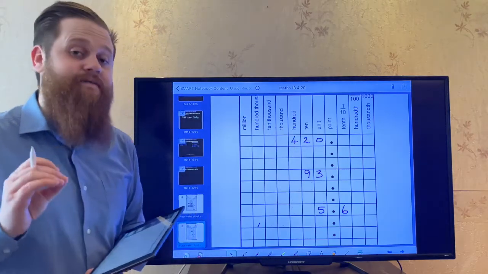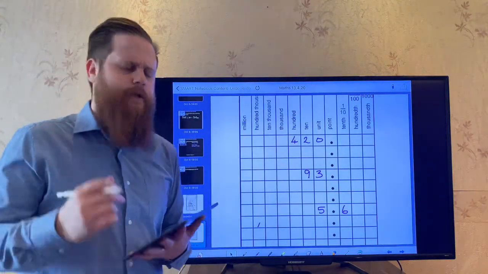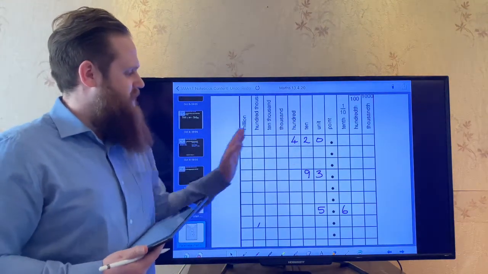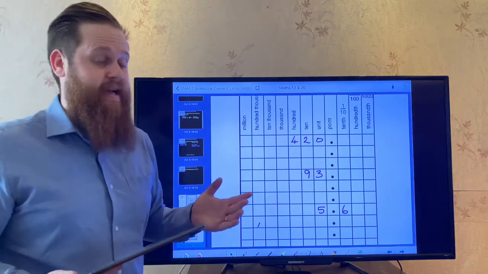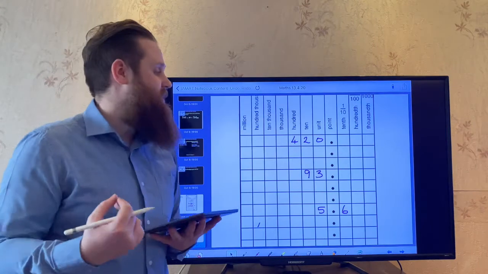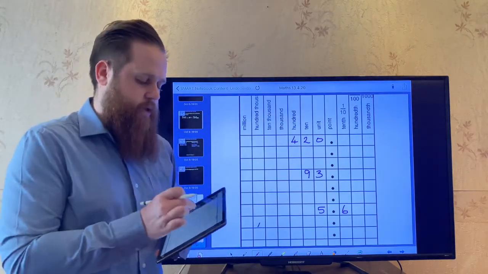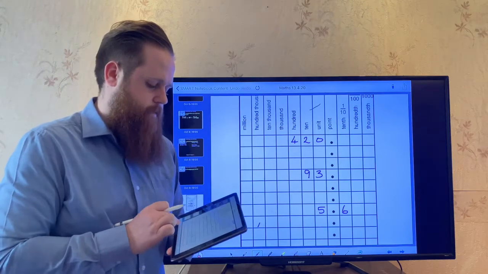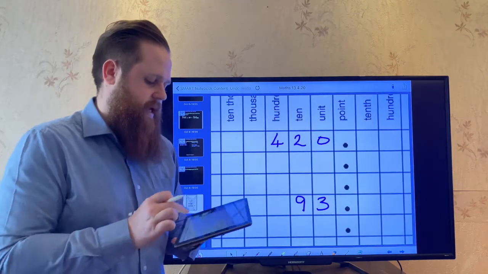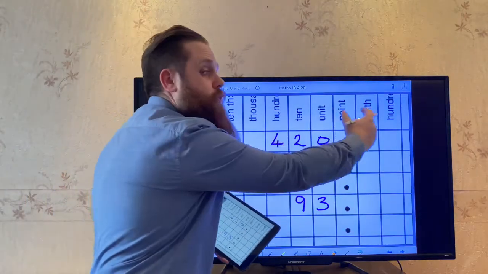I now want to divide these by 10 and 100. What would you need to do? Well, if multiplying is moving this way, dividing is obviously going to move it this way. So let's divide the first number by 10. 420 divided by 10. Again, let me just zoom in a little bit there. 420 divided by 10. They're going to move 1 place to the right.